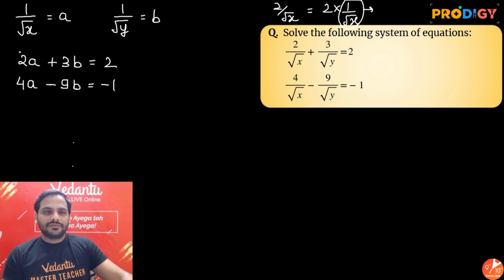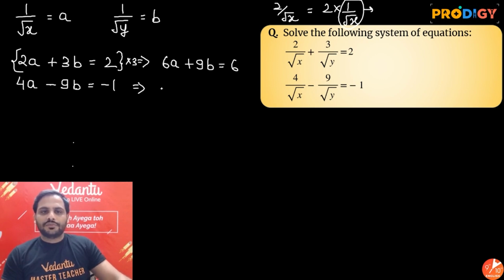Let's multiply this first equation with 2, or we can multiply with 3 also, whatever you want. So let's multiply it with 3. Only then we need to add. So it will be 2 3s are 6a plus 3 3s are 9b is equal to 3 2s are 6. Second equation, no need to multiply: 4a minus 9b is equal to minus 1.